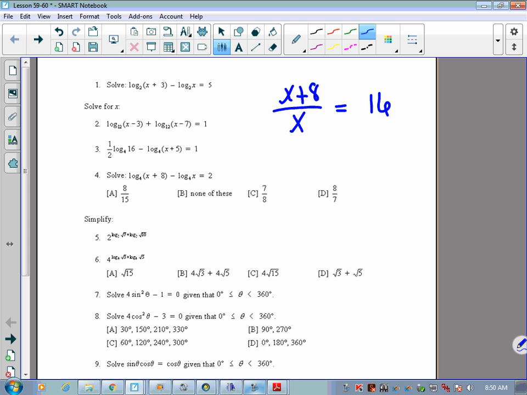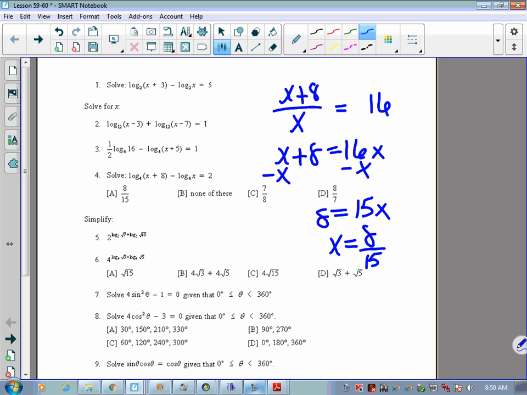So we're going to multiply by that. We're going to get x plus 8 equals 16x, right? We're going to subtract x. We're going to get 8 equals 15x. We're going to divide by 15, so x equals 8 fifteenths.